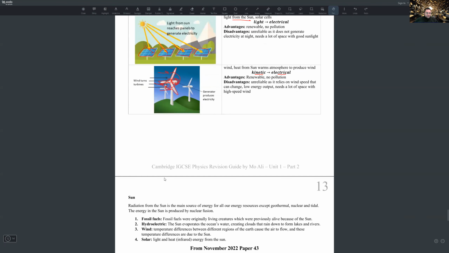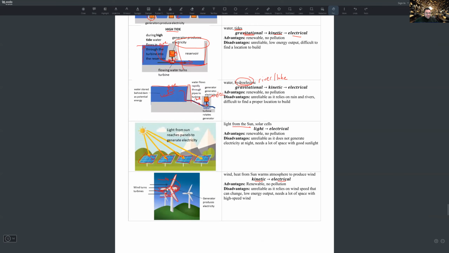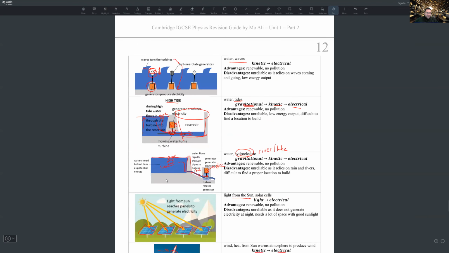Last thing, what's the deal with sunlight? The idea is that the sun is the source of almost all the energy types except for tidal, which does not depend on the sun, it depends on the moon.